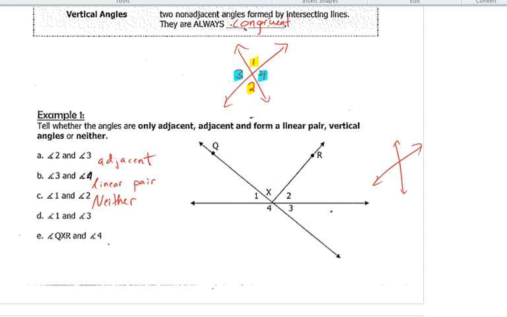Then if we look at 1 and 3, now we do have intersecting lines, and you can clearly see that those are vertical angles.